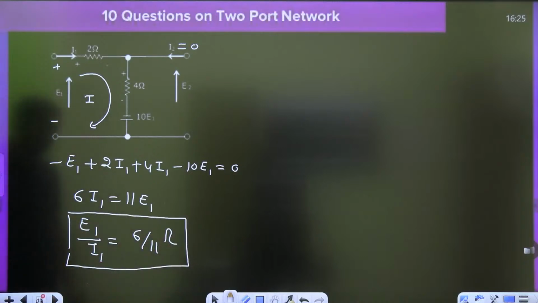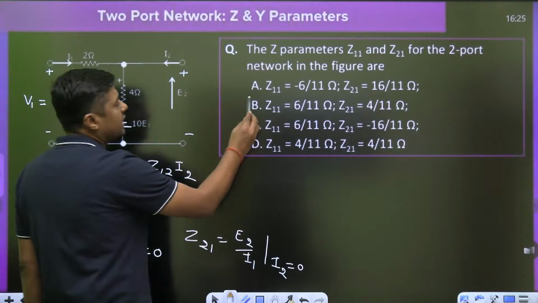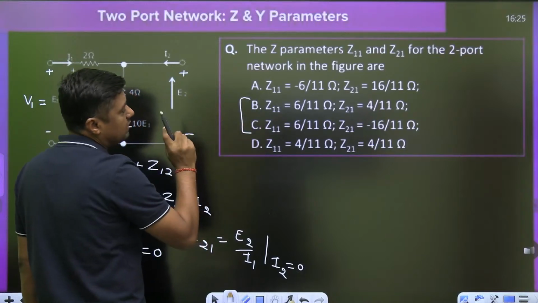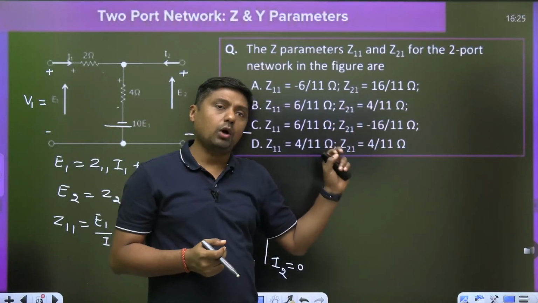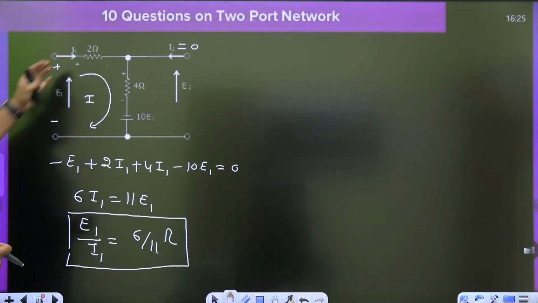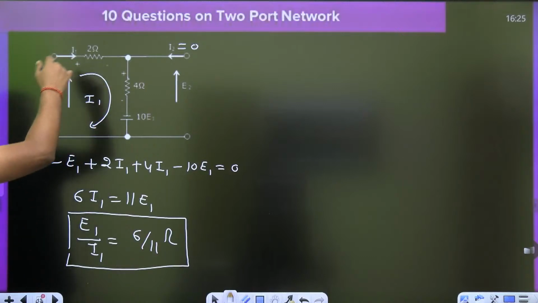6 by 11 ohm. So in case of an MCQ, always check the answer where we are getting 6 by 11. In two options we are having 6 by 11, which means we have to find the value of Z21. So 6 by 11 is done. Then don't worry about the dependent source. Write down the KVL and you will get the answer.